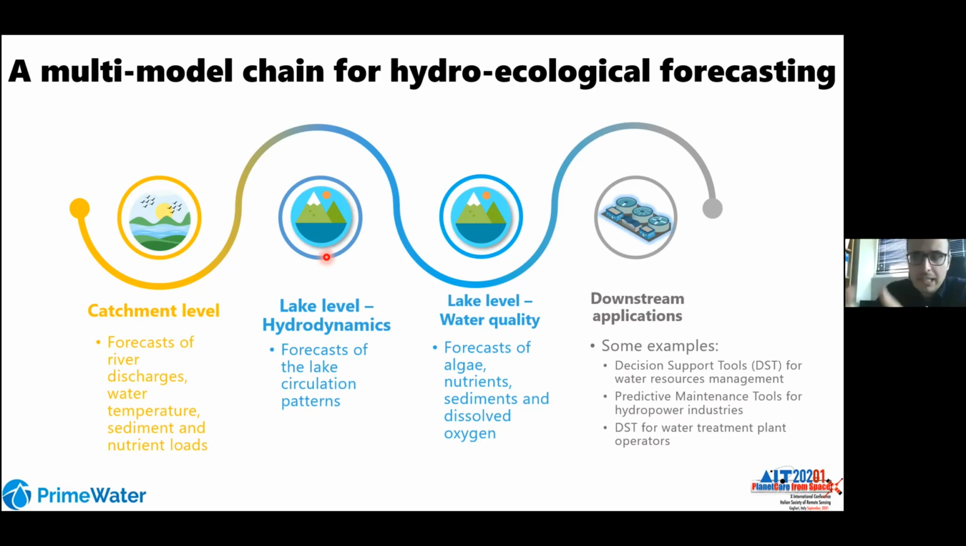And lastly, the outputs of these forecasting modules, from this series of models, can furthermore be linked to a multitude of potential downstream applications. Some examples of which I delineate here with the gray shades. For example, decision support tools for water resources management, or predictive maintenance tools for hydropower industries. There's a whole bunch of potential applications that can be linked with the more upstream simulated forecasts.